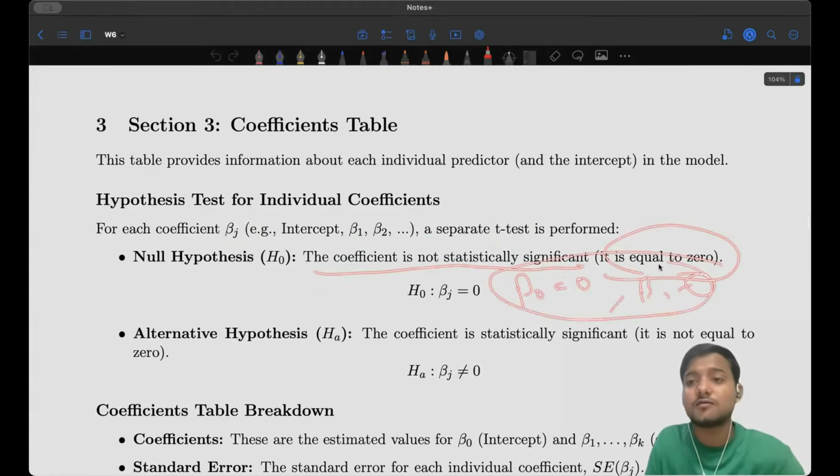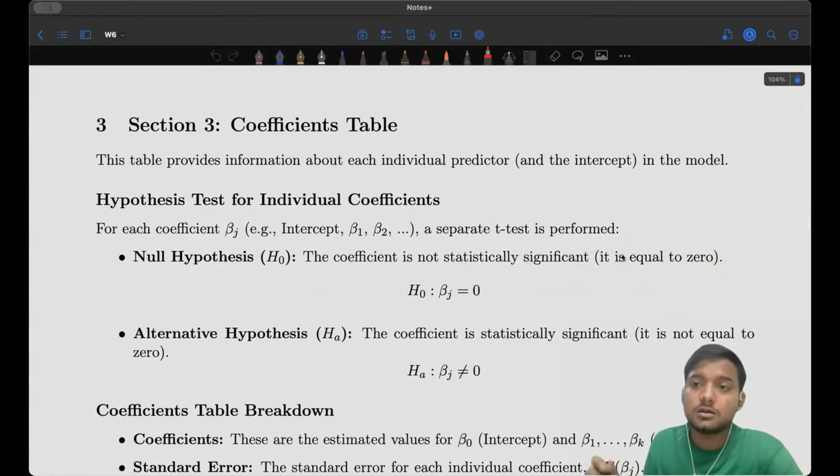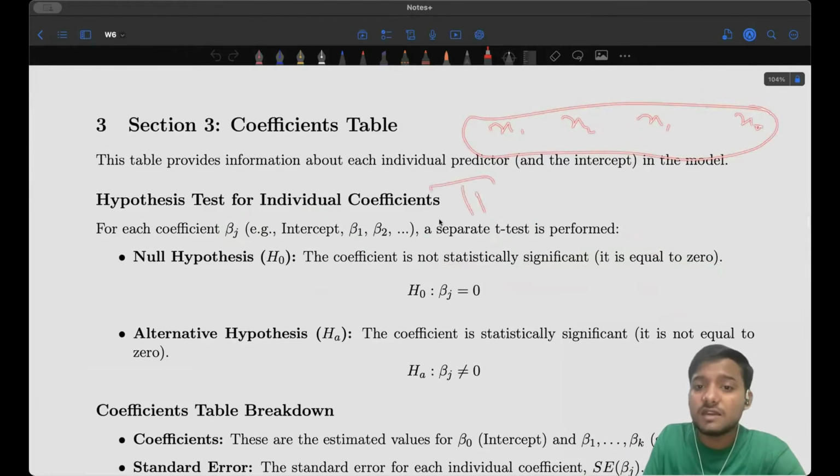Remember, this test is performed individually for each coefficient. So if I have, let's say, 10 input variables, x1, x2, x3, up to x10, right? That means I would be performing 11 tests, 10 tests for these slopes, beta 1 to beta 10, and then one test for beta naught.